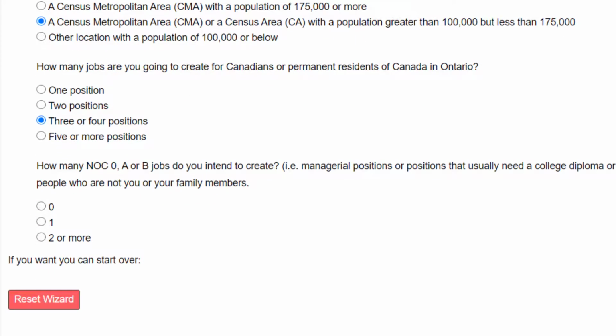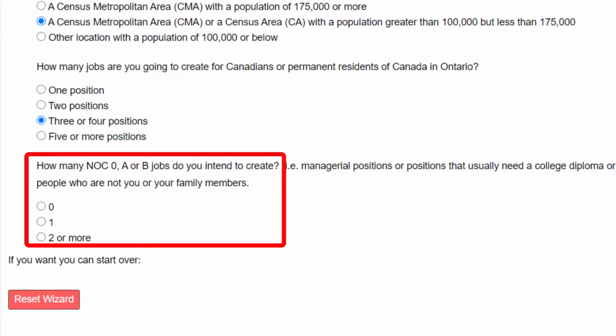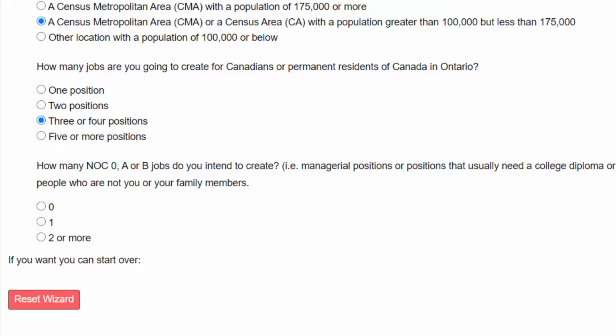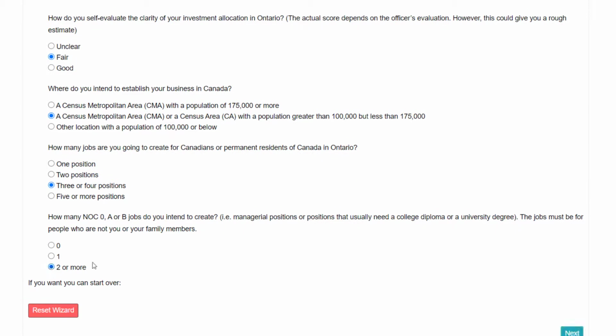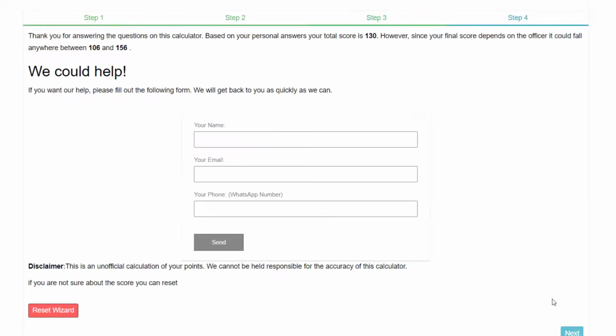And then the next question, how many of those jobs will be NOC 0, A or B? And we have explained what NOC 0 and A or B means. So NOC 0 are managerial jobs. NOC A are jobs that usually you need to complete a university degree. And NOC B jobs are usually the jobs that you need to complete a college diploma. So let's say I pick 2 or more, and that's it. That's the end of the story. So I click next, and that's when it makes the calculation.